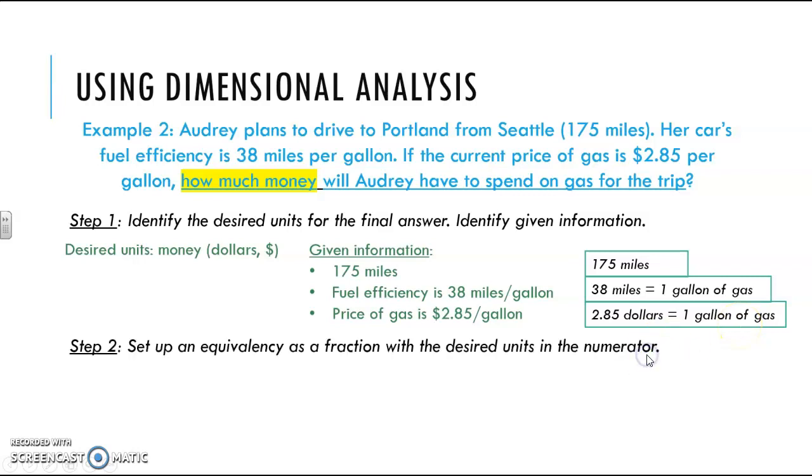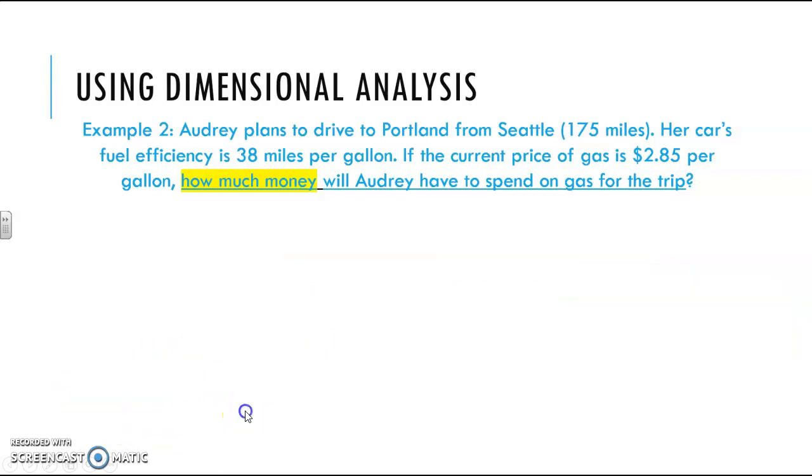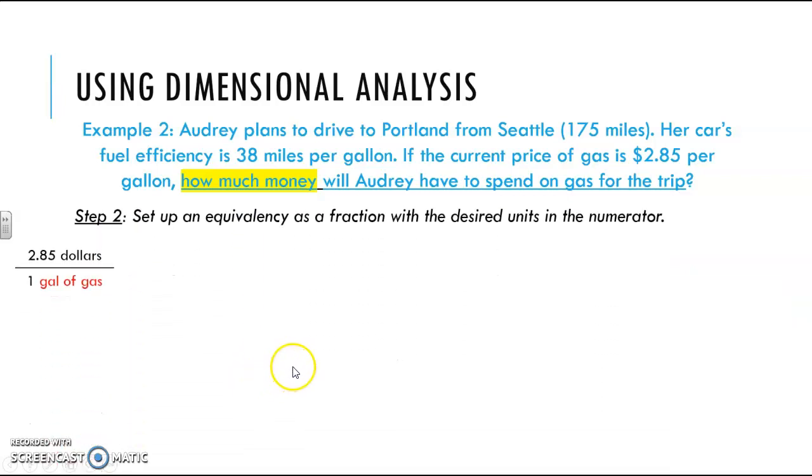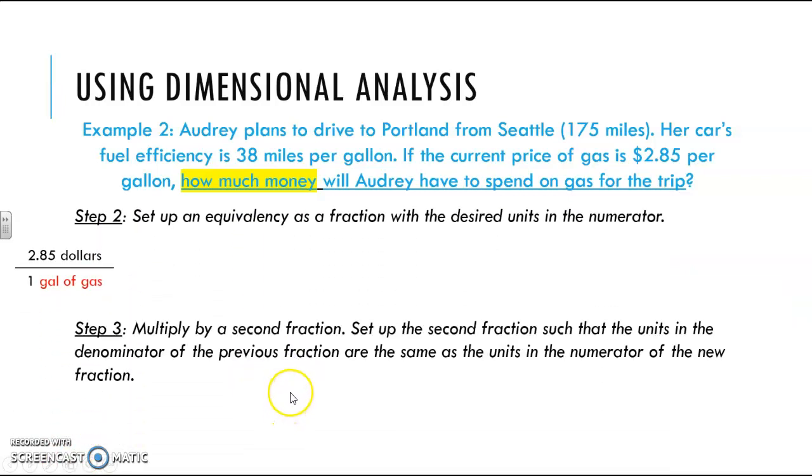Now, the next step is to set up one of these equivalencies as a fraction that has the desired units in our numerator. So our desired unit is money. That means that we're going to start with dollars, the equivalency that includes dollars, in our first fraction. So we're going to take this equivalency and write it as a fraction. So we have $2.85 per 1 gallon of gas. So we've done step 2. Next, we're going to go on to step 3.